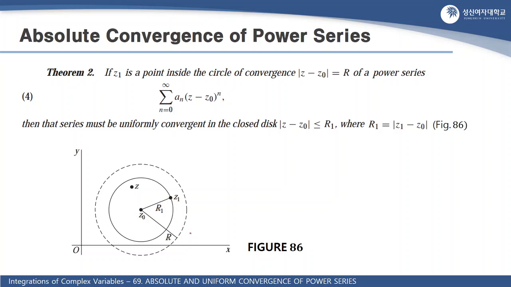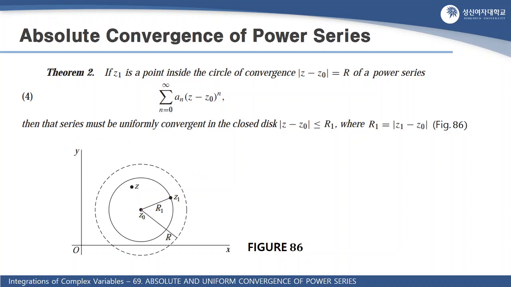Next we check theorem 2. If z1 is a point inside the circle of convergence, absolute value of z minus z0 equals large R, of a power series given by this formula 4, then that series must be uniformly convergent in the closed disk, absolute value of z minus z0 less than or equal to R1, where R1 is equal to the absolute value of z1 minus z0. You can see the figure here.